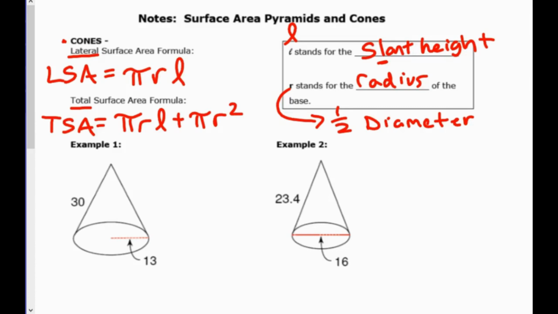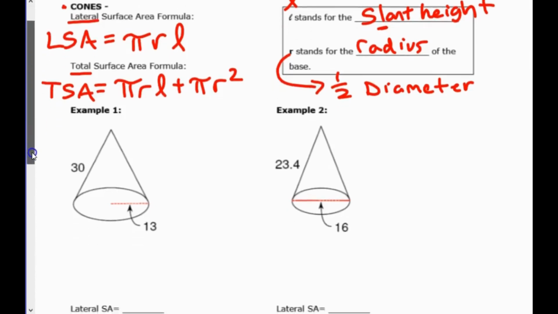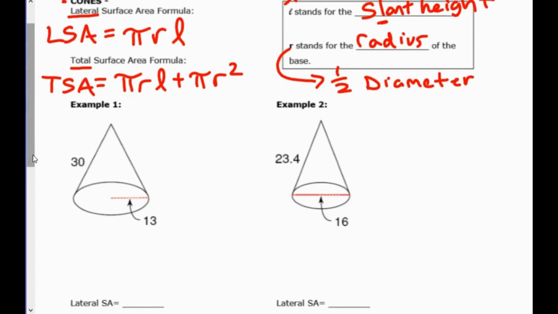Now, what two things do I need for both of these formulas? I need an R and I need an L, okay? So, looking at example 1, what is R? From the center to the edge, it's right there, right? 13. Now, L, slant height.